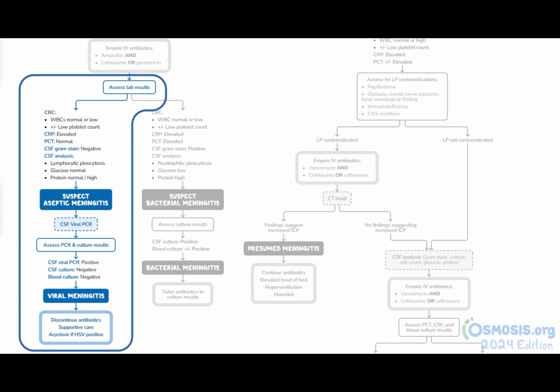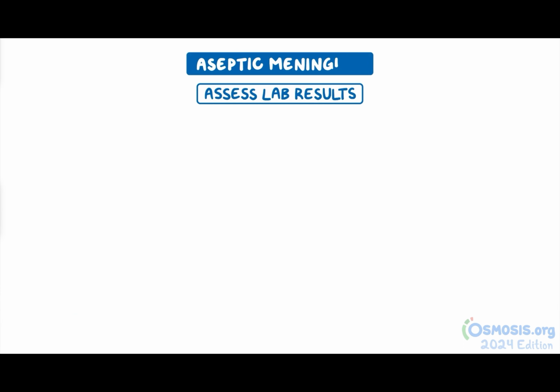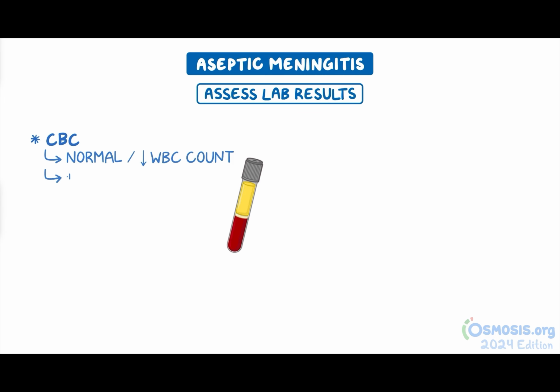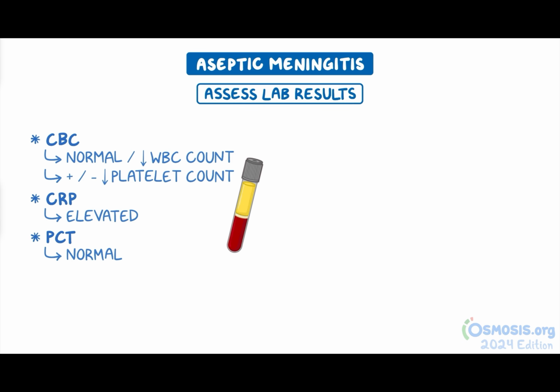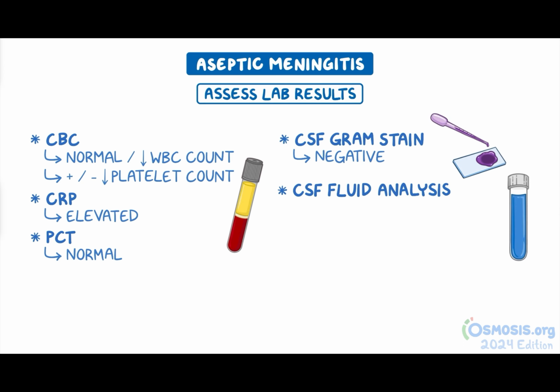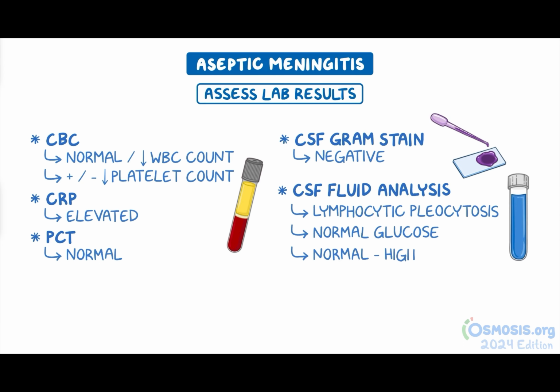Next, assess the initial lab results. First, let's focus on infants with aseptic meningitis. The CBC typically reveals a normal or low white blood cell count with or without a low platelet count. In addition, in most cases, the CRP is elevated and the PCT is normal. Meanwhile, the CSF gram stain will be negative, and CSF fluid analysis will reveal a lymphocytic pleocytosis with normal glucose and normal to high protein.